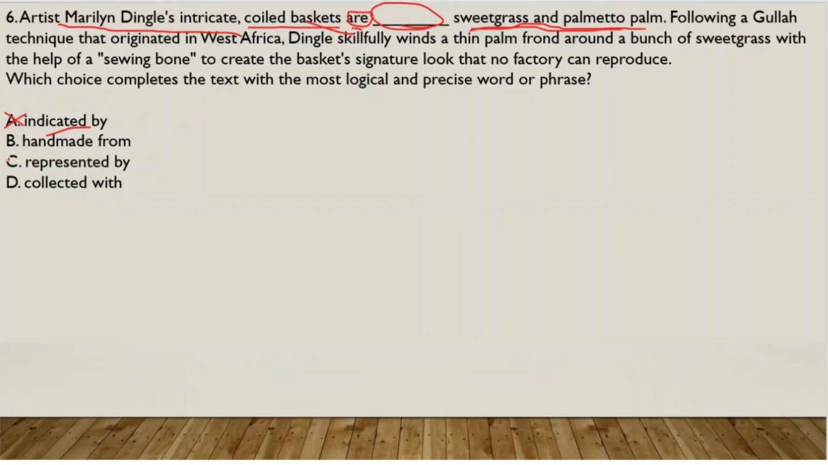Option D says collected with. Do you think coil baskets are collected with sweetgrass, or is the opposite? Sweetgrass might be collected by coil basket, but coil basket cannot be. So this is also wrong. Represented by? Nope, it cannot be right either. What can it be? It can be handmade, because coil baskets are handmade from sweetgrass and palmetto palm. That's it. As simple as that.